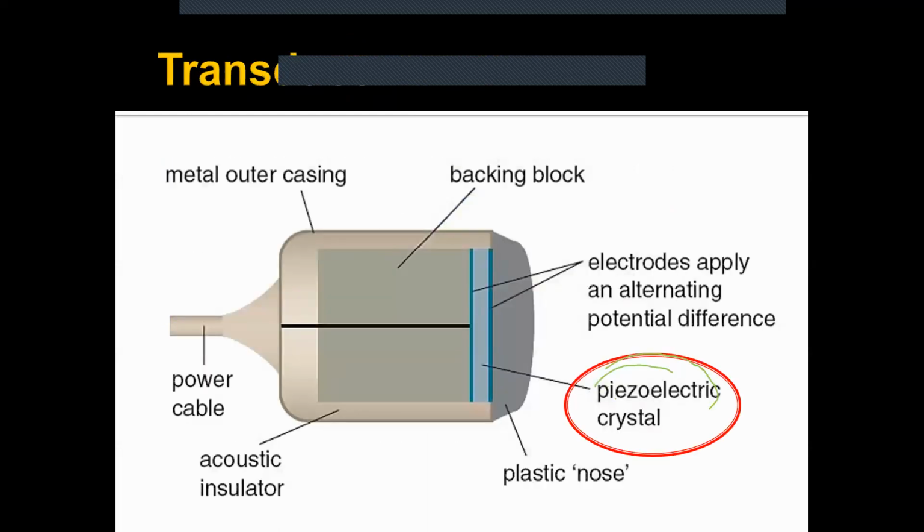So here you have your piezoelectric crystal, and it's going to vibrate at a consistent frequency as you send an electric current throughout it. But the key thing is that you can still control the frequency, and there's two ways you can do this.